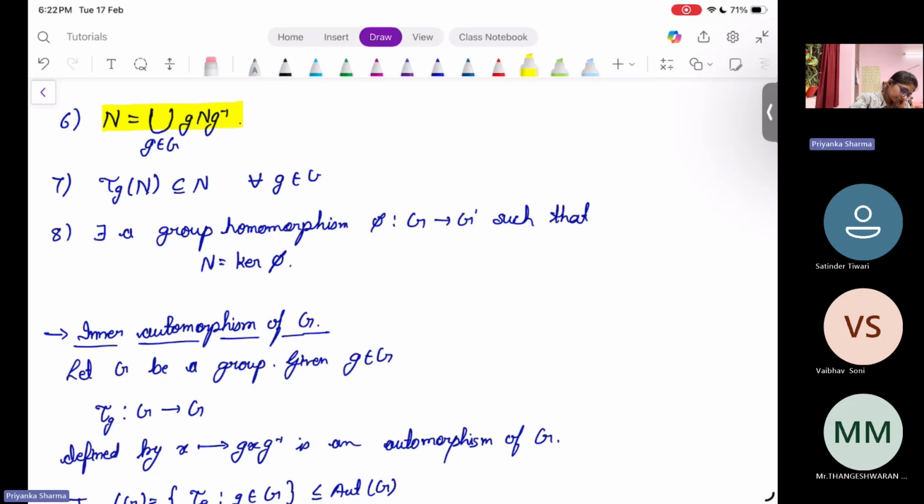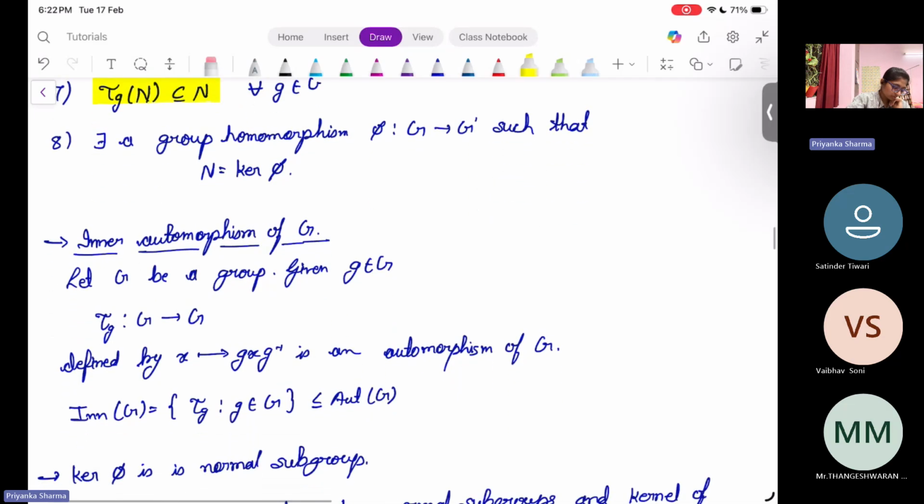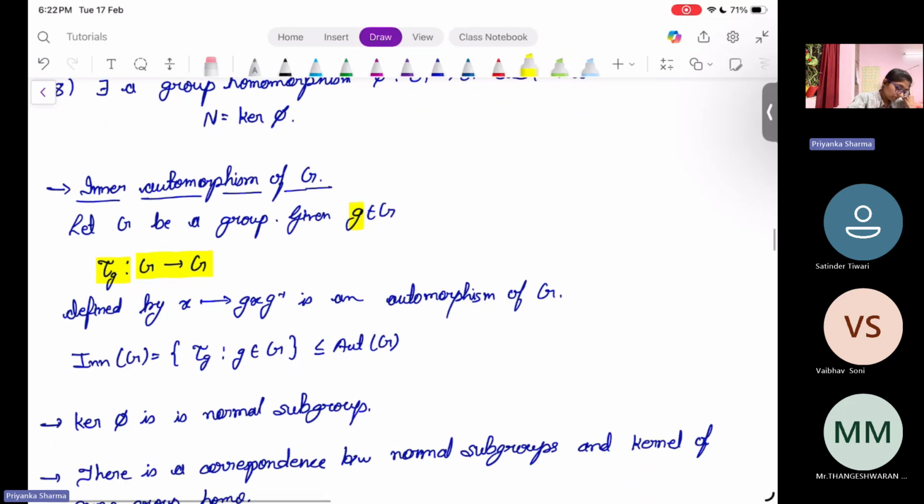Another equivalent condition is that tau G of N is contained in N. What is tau G? Tau G is the inner automorphism of G with respect to this fixed element g in G. So suppose G is a group and we fix an element g in G. Then we define a map from G to G, denoted by tau of g, such that it assigns any element x in G to g x g inverse.